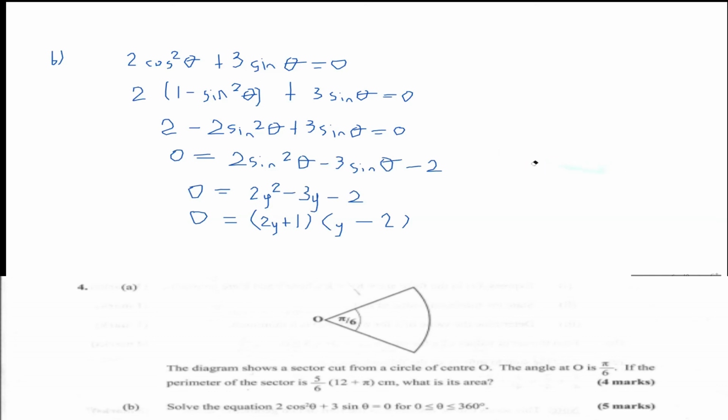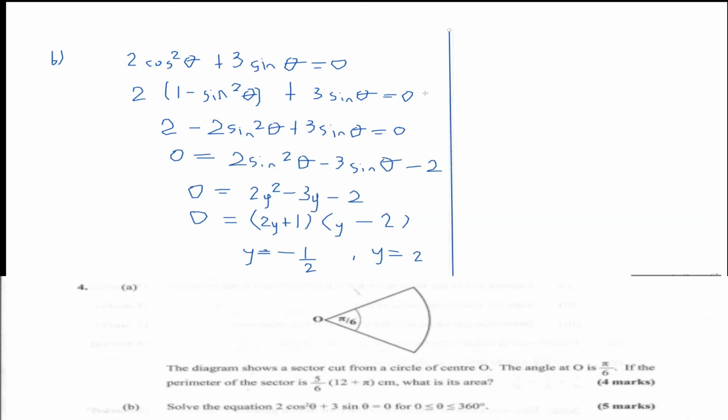All right. So that means that from right here, it is telling us that y is equal to negative a half, or y is equal to 2. That's what they're telling us. Y is equal to negative a half, or y is equal to 2. Now let's split it and work out the next portion here.